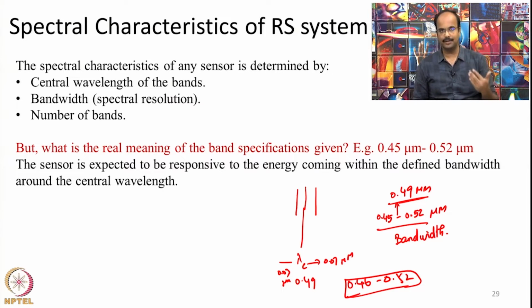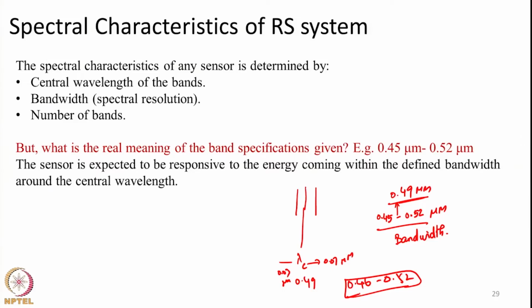So, it is easy for new learners to get confused between the number of bands and spectral resolution, because we have heard young students telling that number of bands is equal to spectral resolution. That is not the case. Spectral resolution is actually for each band. What is the bandwidth for each band? The bandwidth designated for each band will give us the spectral resolution. So, 0.45 to 0.52, a bandwidth of 0.07 micrometers.